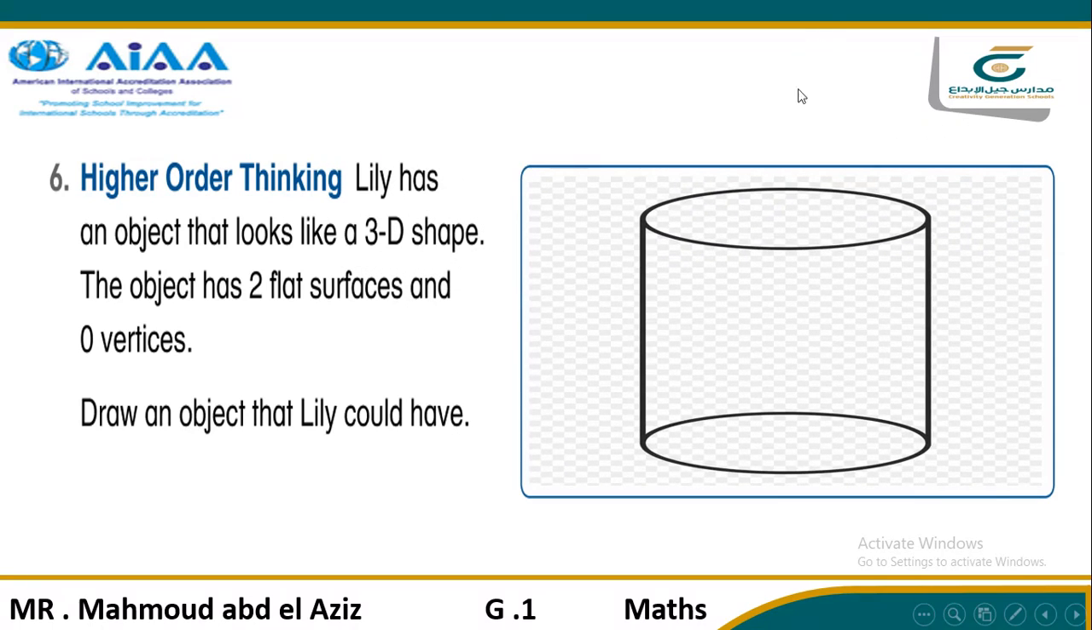We have here 2 faces like circles. We said it before. And we have no vertices. No vertices here. So it's what? Cylinder.